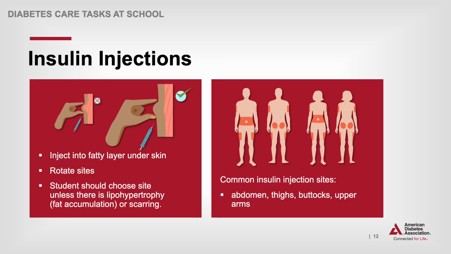Insulin works best when it is injected into a layer of fat under the skin above the muscle tissue. Rotating sites is important to insulin absorption. Common preferred sites are the abdomen, thighs, buttocks, and upper arms. Students should help choose injection sites, but should be guided away from lumpy, scarred, or bruised areas.